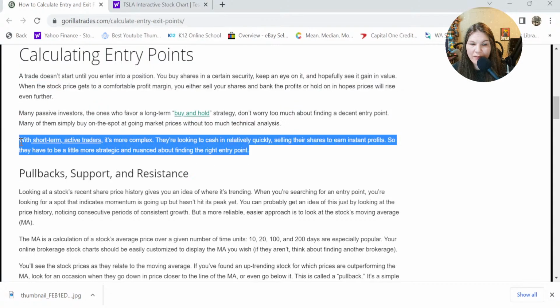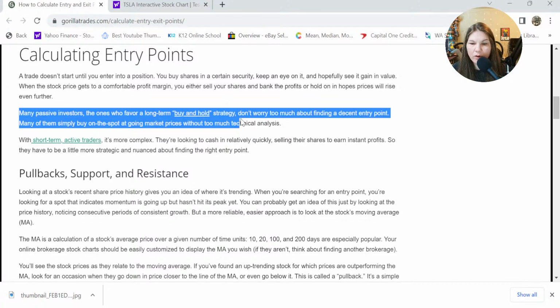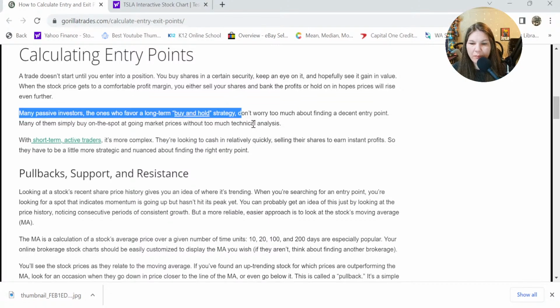And this is where we're headed first, guys. Short-term active traders, so we can make a bunch of money. Then once we have the bunch of money, we become passive investors who buy and hold on a long-term strategy, like Warren Buffett.